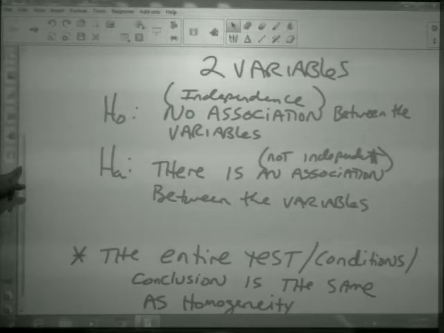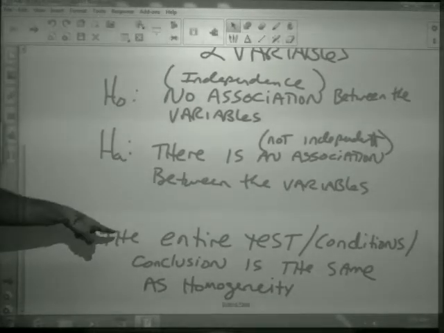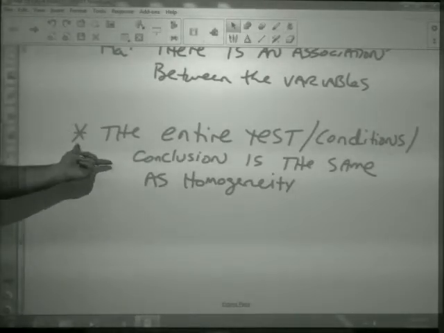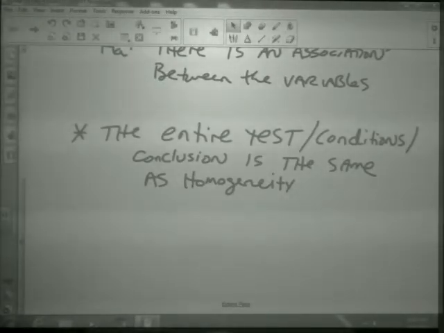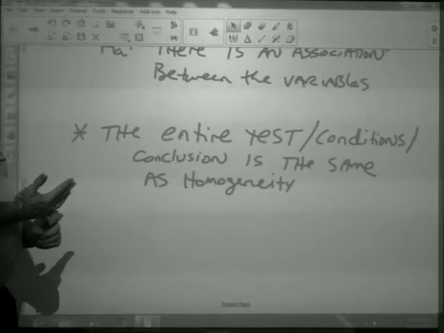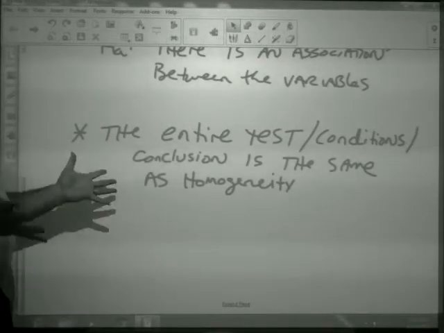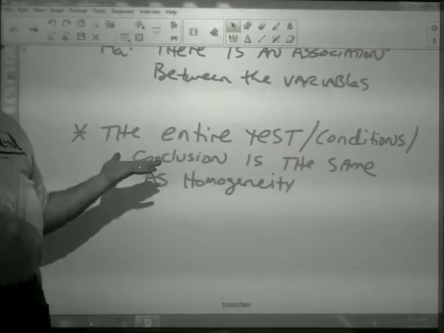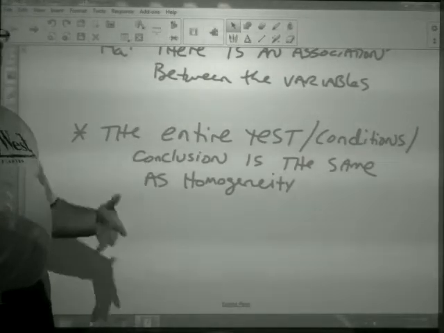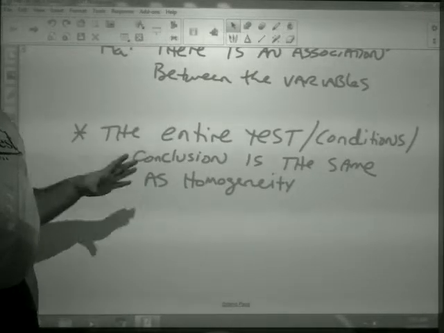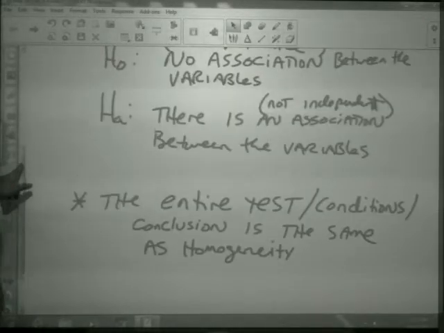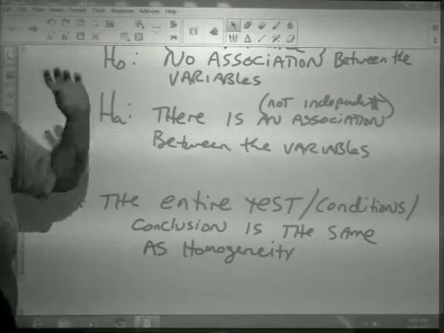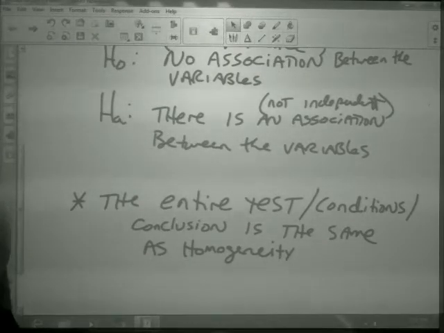All right? Well, here's the good news. The entire test, conditions, conclusion, everything is the same as homogeneity. The expected counts, all of that stuff is the same. When you check your conditions, it's the same conditions check, except you would say, okay, to do a chi-squared test for independence or association. Usually you'll hear the word independence or association within the question that they're asking. That usually will help tip it off a little bit.